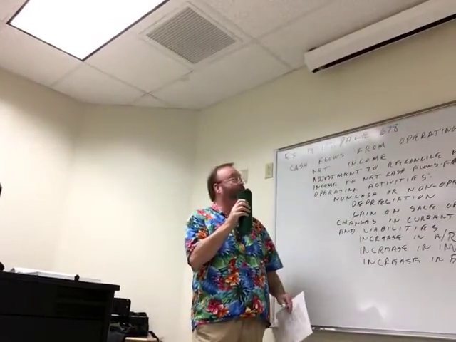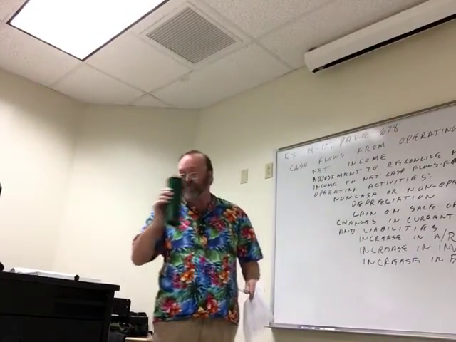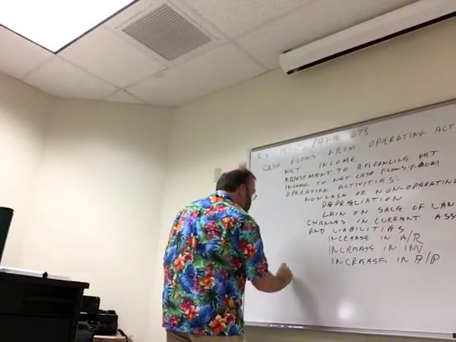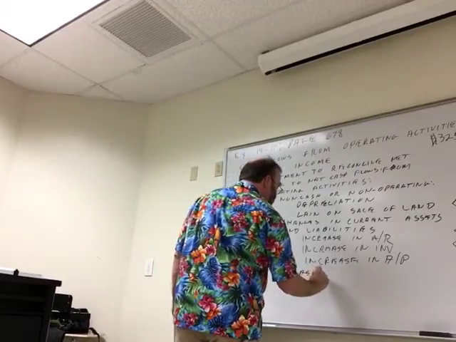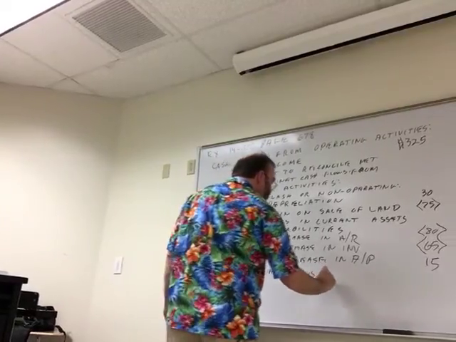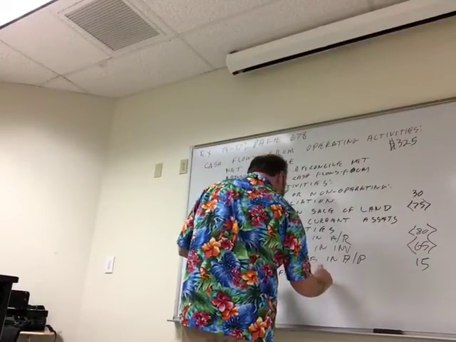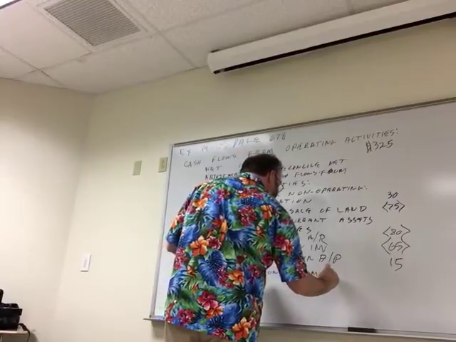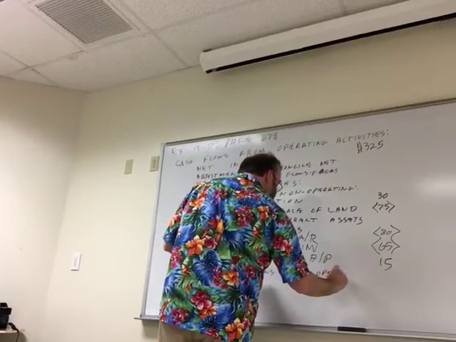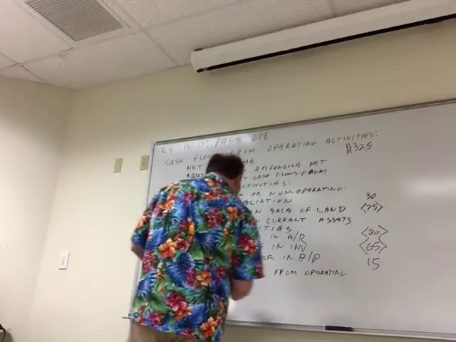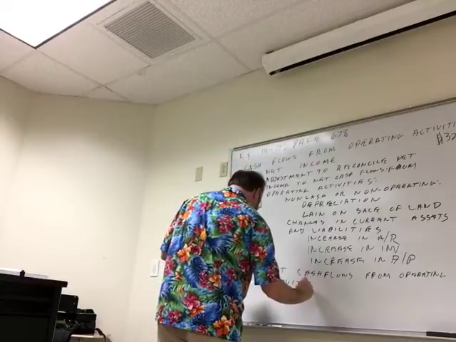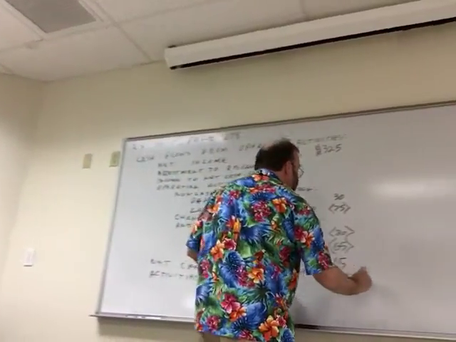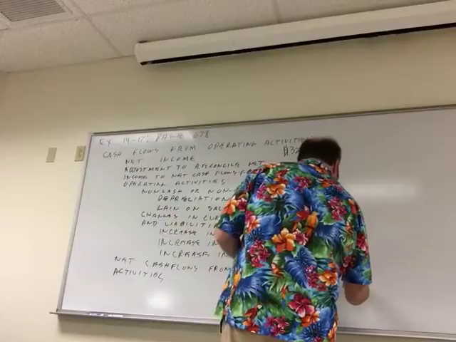That's it for the operating section. If you add all this up, you get net cash flows from operating activities. And in this case, all of that adds up to 150.